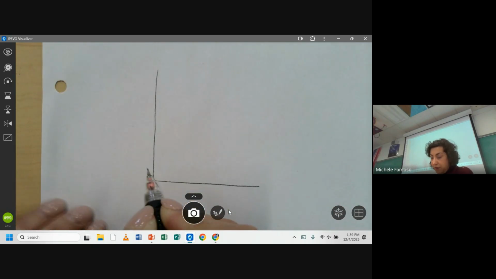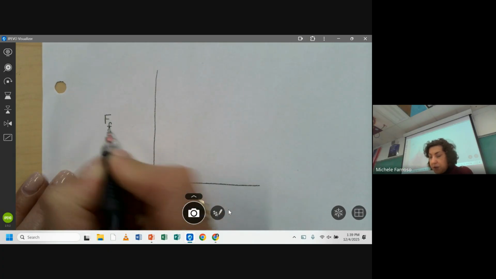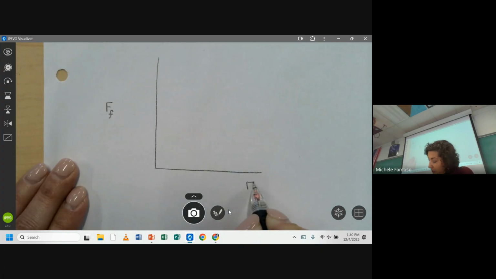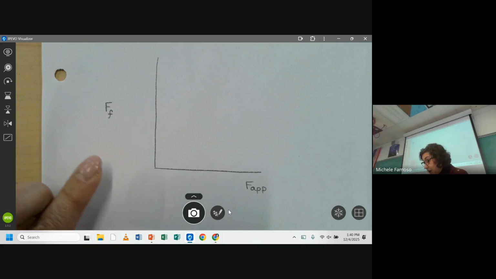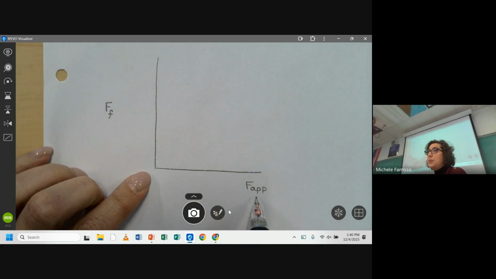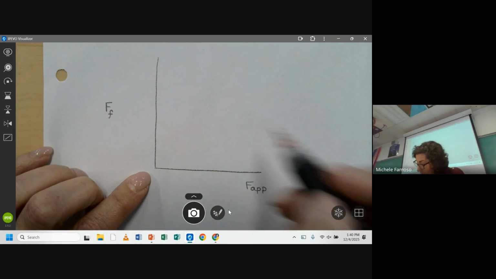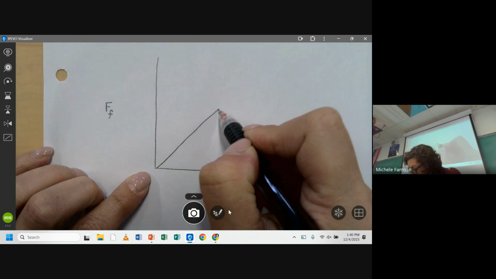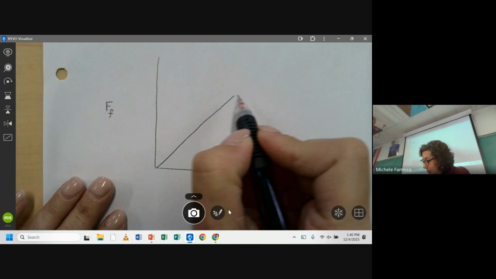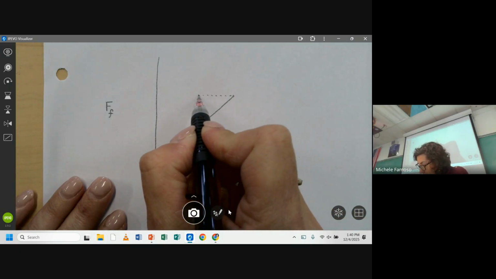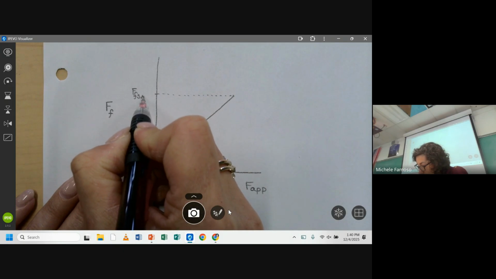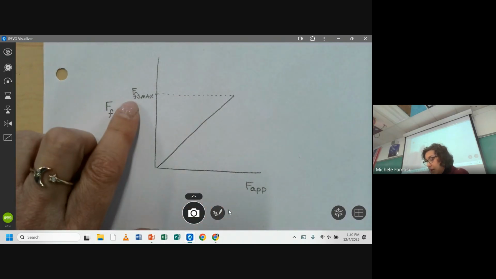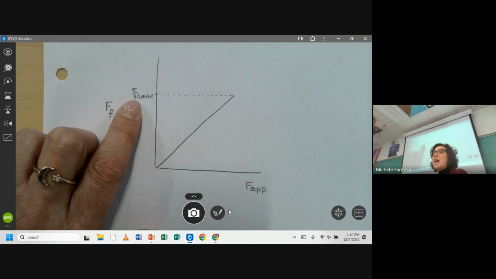This is a graph of the frictional force, which is FF, versus the force that we apply to an object. Now, what we just said in our notes is that the frictional force will balance the applied force up to a point. So as I increase my applied force, the amount of frictional force will increase up to a point. And this point here is our maximum static friction force. Static friction is FFS.